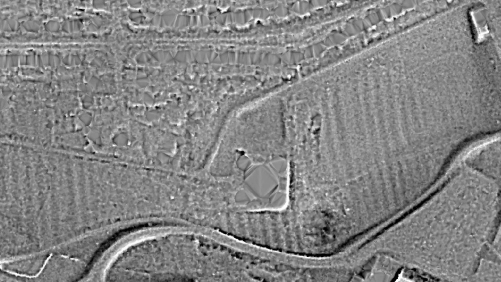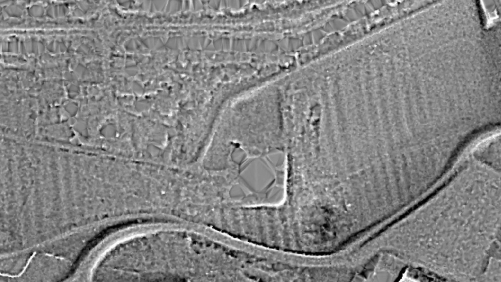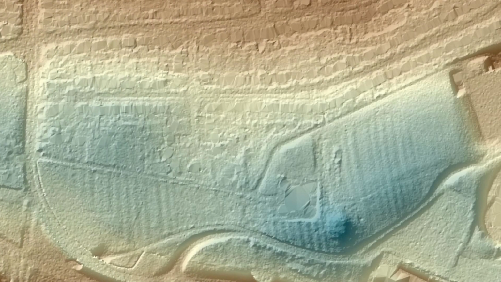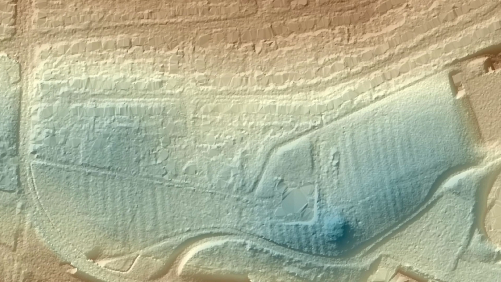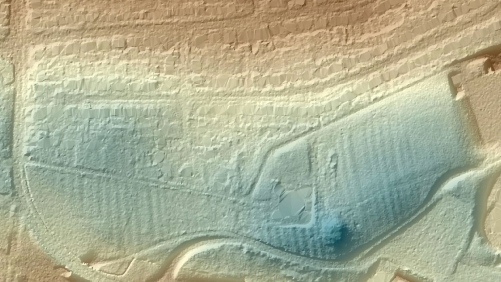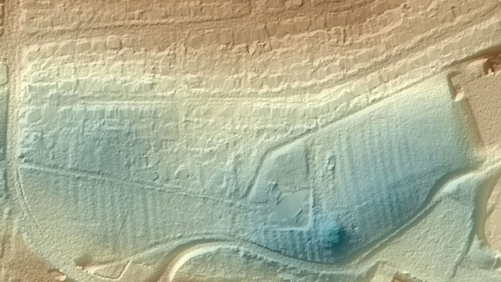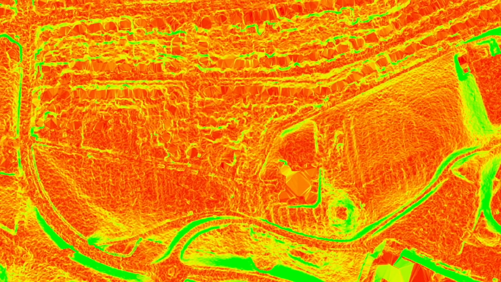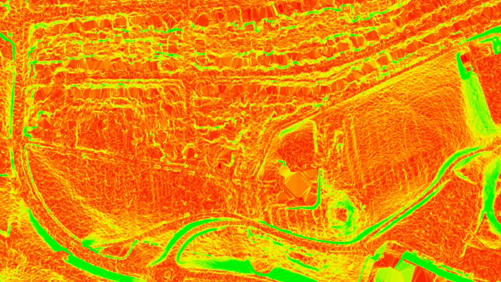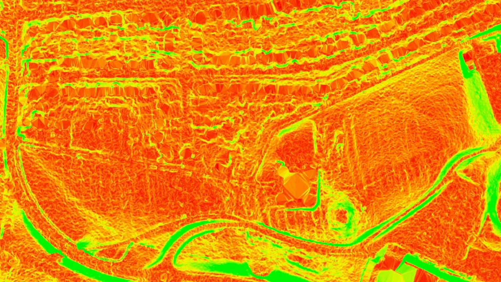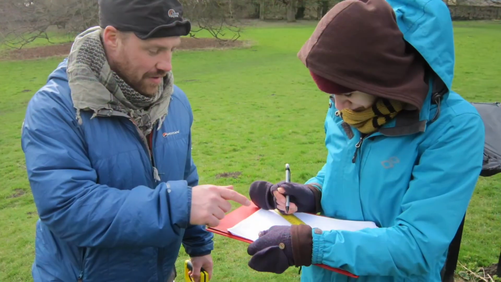The data on which these images are based has been collected by the Environment Agency to assist with flood modelling in and around York. And from this we can see hints that the furrows of the medieval ploughing line up perfectly on either side of the mound. In other words, that the mound was built after the medieval ploughing had come to an end.